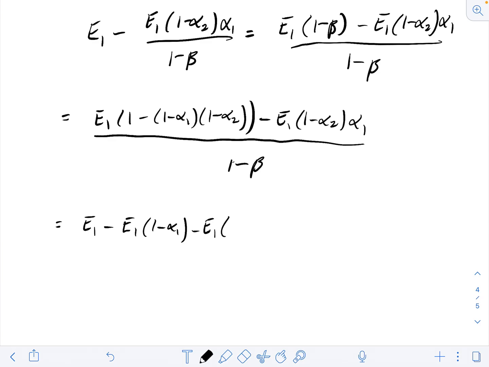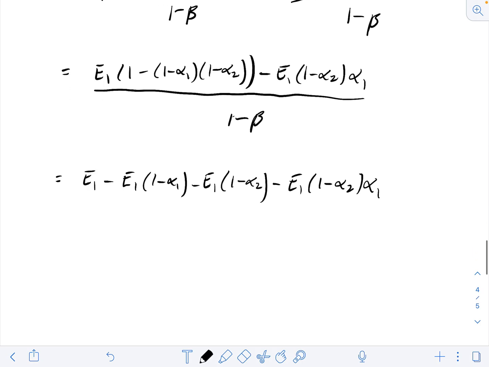minus alpha 1. And then we have minus E1, 1 minus alpha 2, and then we have minus E1, 1 minus alpha 2, alpha 1.